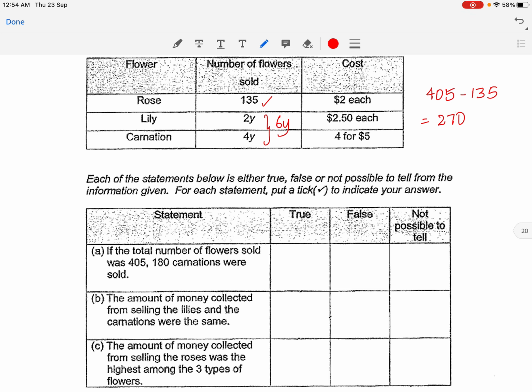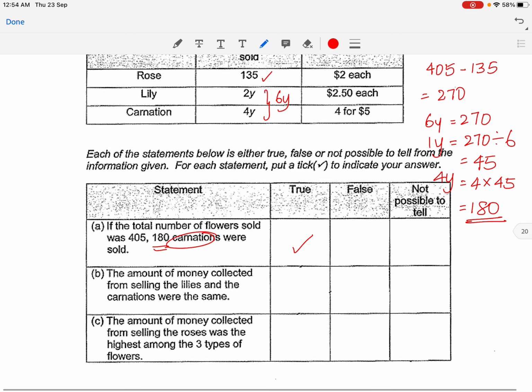So let's try to have an equation with the unknown. 6y represents 270. 1y equals 270 divided by 6, you get 45. But let's talk about carnations. Carnations will be 4y, so you would have 4 times 45. 4 times 45, you'll get 180. You got 180. The statement says that it's 180. Therefore, it is true.